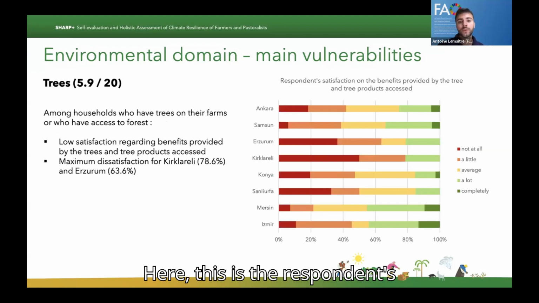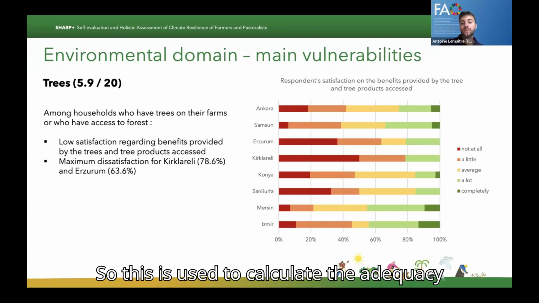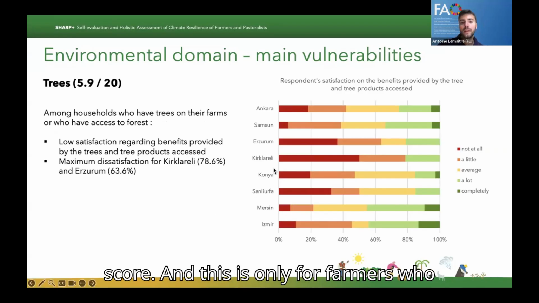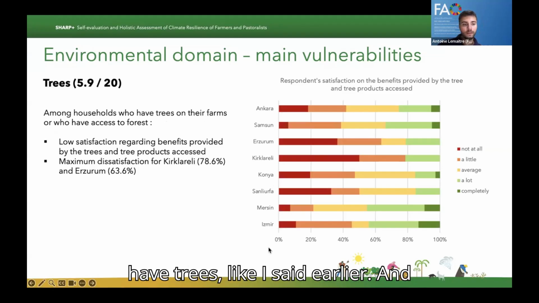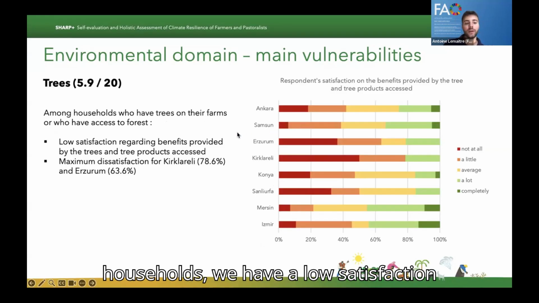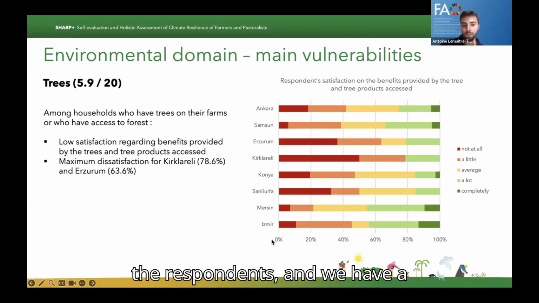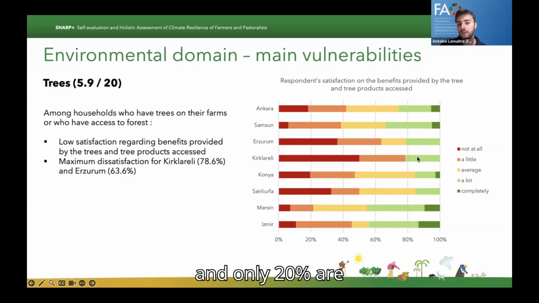Here, this is the respondent's satisfaction on the benefits provided by the tree and the tree products accessed. So this is used to calculate the adequacy score. And this is only for farmers who have trees, like I said earlier. And here we can see that among these households, we have a low satisfaction regarding the benefits provided by the tree and tree products for most of the respondents. And we have a maximum dissatisfaction for Kirkcalary, where 80% are not satisfied and only 20% are declared being satisfied with these benefits.